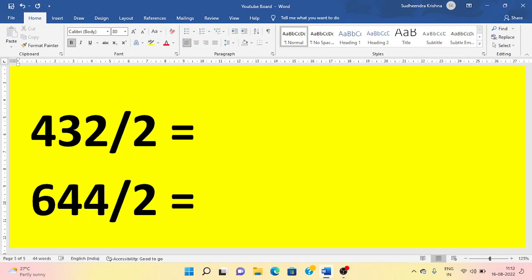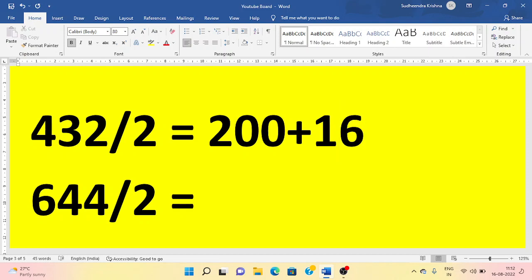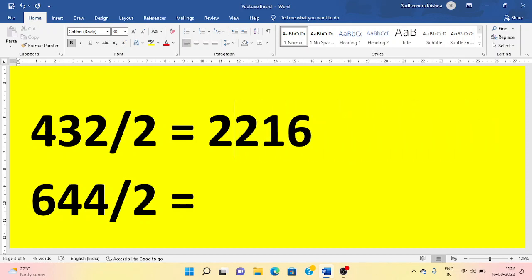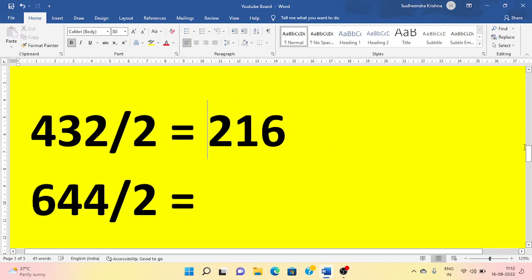Find half of 400. Half of 400 is 200. To this 200, I will add half of 32. Find half of 32. Half of 32 is 16. So 200 plus 16 is equal to 216. So this is the required answer. So half of 432 is equal to 216. It's as simple as this.